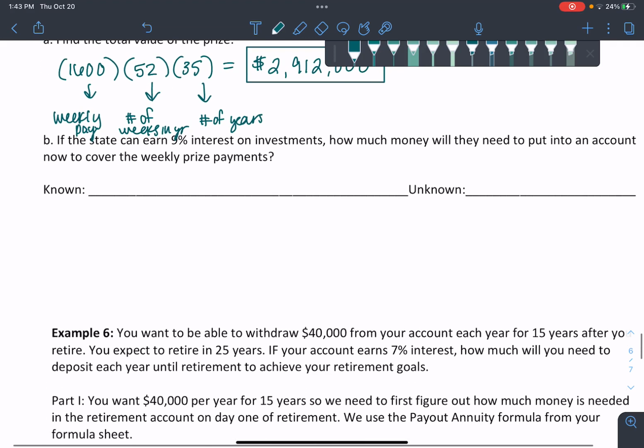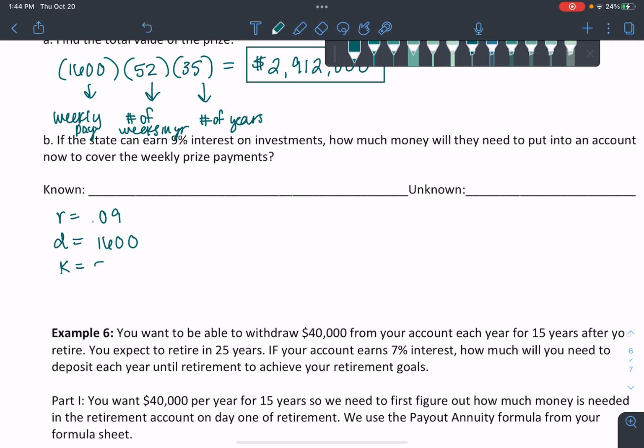So let's think about the things that we know. We know R, right? That's an easy one. We know that R is 0.09. What else do we know? We know that the deposit amount is $1,600. We're going to get paid $1,600 a week. There's 52 weeks in a year, so it's going to compound 52 times because you're getting paid every week. And it's going to happen for 35 years. So N is 35. So what is the thing we don't know here? We don't know, very simply put, how much needs to be in there in the beginning, right? We don't know the initial amount.